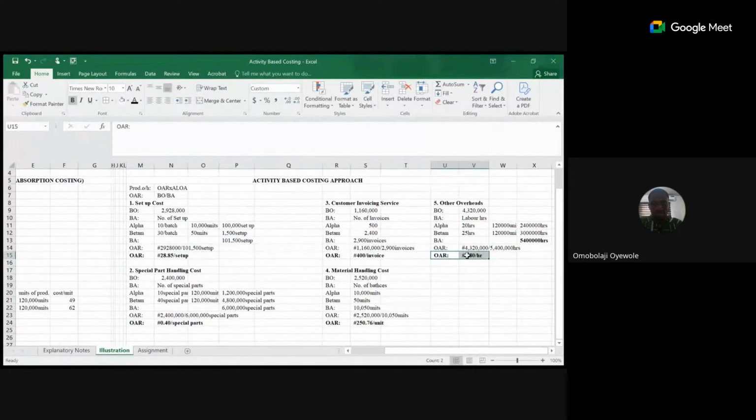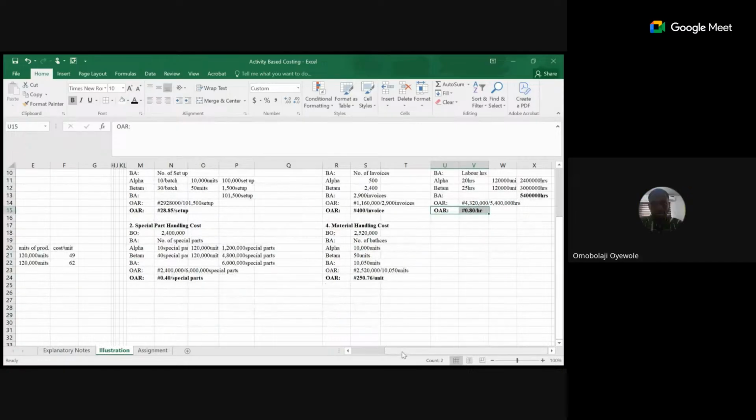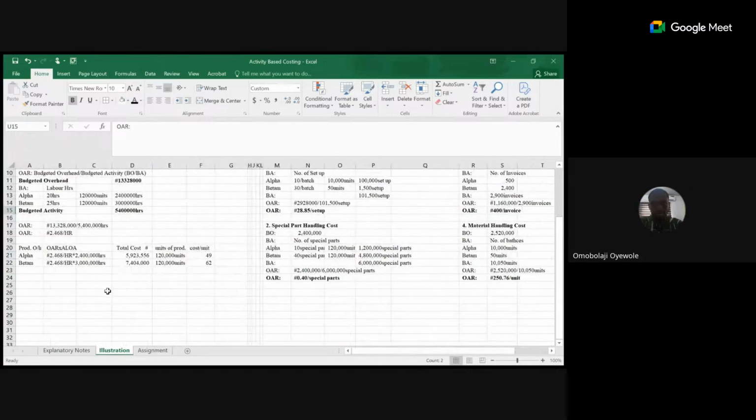So that's the calculation. Now there is a C part. That C part is just telling us that we are going to calculate profit, but let's leave that for now. So now this is what we are going to do. Look at what I did here. Let's come back to the traditional costing technique.